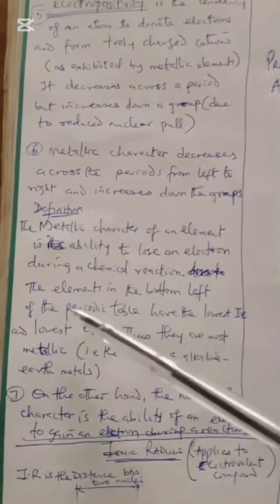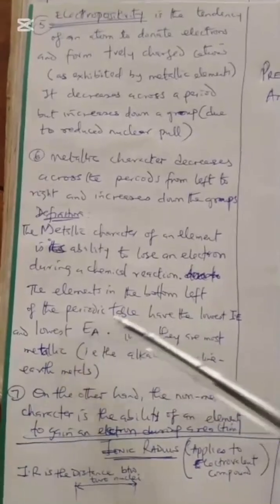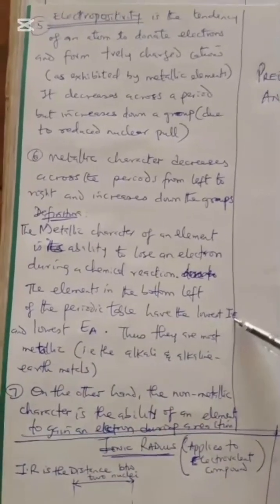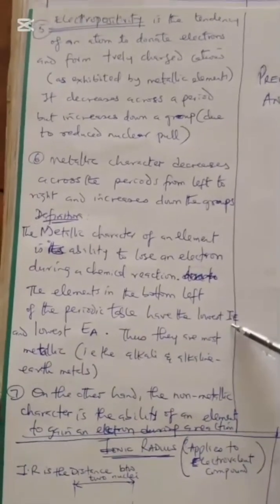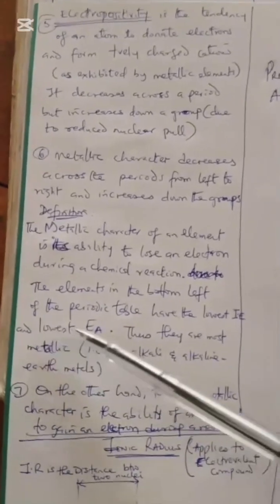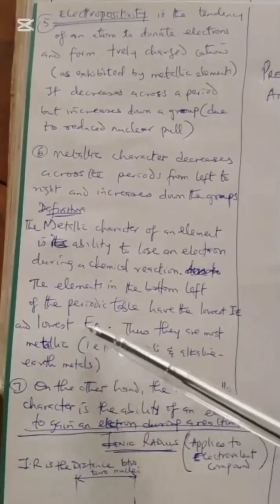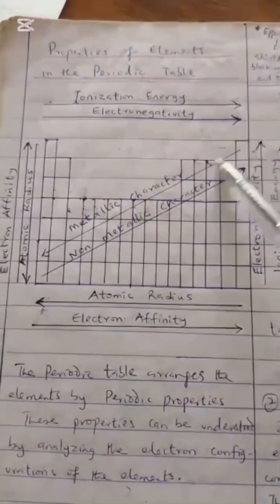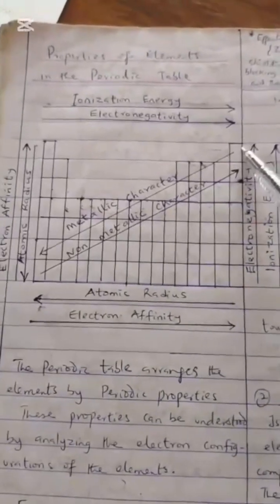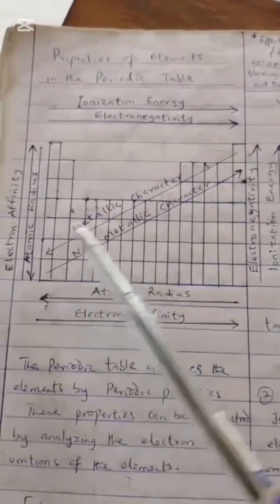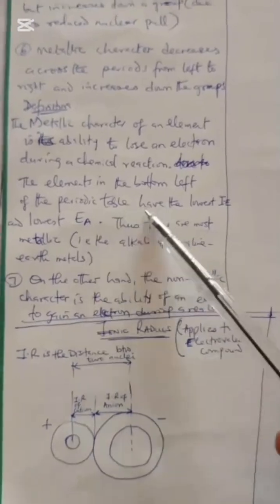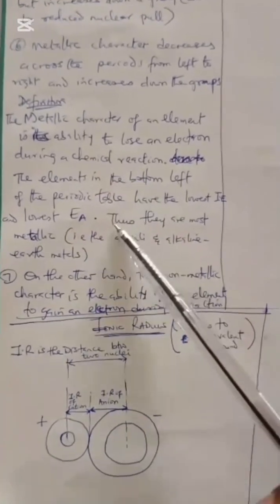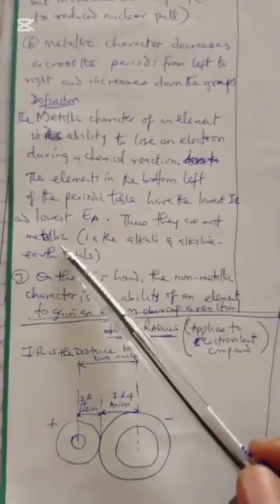Okay, so the elements in the bottom left of the periodic table have the lowest ionization energy, IE stands for ionization energy, and also the lowest electron affinity, EA, electron affinity. What do we mean? Look at the trend. Metallic character decreases as you go from bottom left to top right. So that's what is said about metallic character. Thus, they are most metallic.